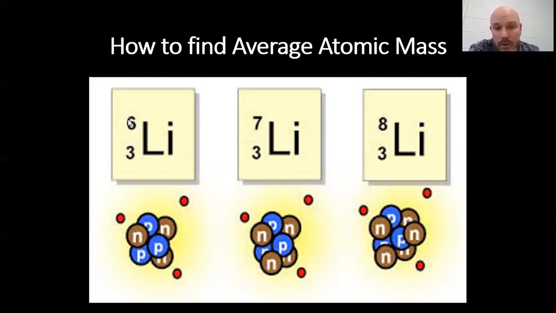Now, these top numbers are the atomic masses. So we have lithium 6. Lithium 6, 6 minus 3, we will have 3 protons and 3 neutrons. Lithium 7, 7 minus 3, we will have 3 protons again, but 4 neutrons. And lithium 8, 8 minus 3, we will have 3 protons, but 5 neutrons.